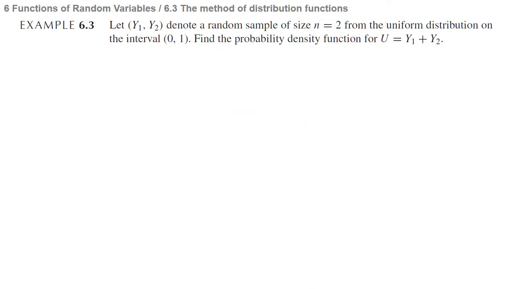Okay, let's go to example 6.3. Let y1 and y2 denote a random sample of size n equals 2 from the uniform distribution on the interval 0 to 1. Find the probability density function for U equals y1 plus y2. And here, what it means is that y1 is a uniform sample from 0, 1, and y2 is another independent sample from 0, 1.